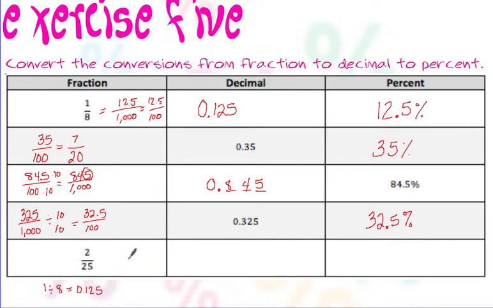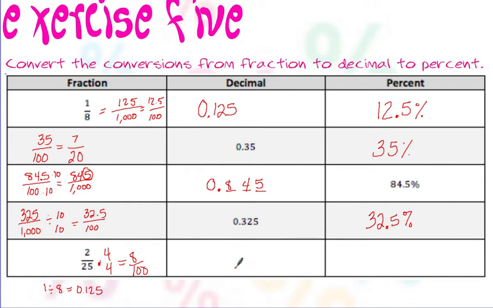understanding. So now here, I know that I have 2 25ths. Since it's 25ths, I know 25 can multiply easily to 100 if I multiply it by 4. And what I do to the top, I do to the bottom. So I get 8 over 100.